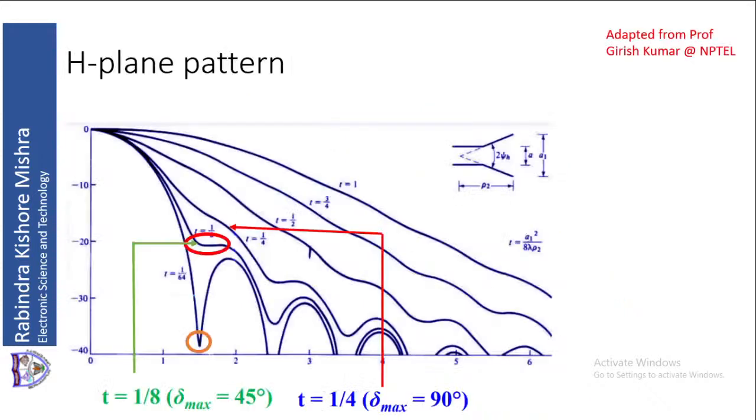So look at this pattern. Now if you look at this pattern, this is very interesting. Now these patterns are for different T values. Right?